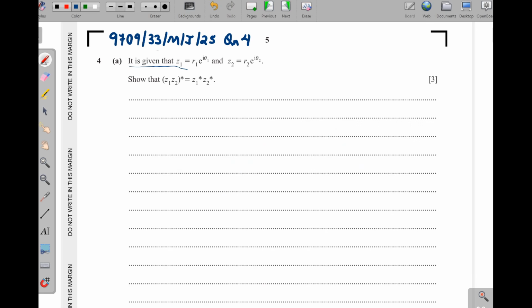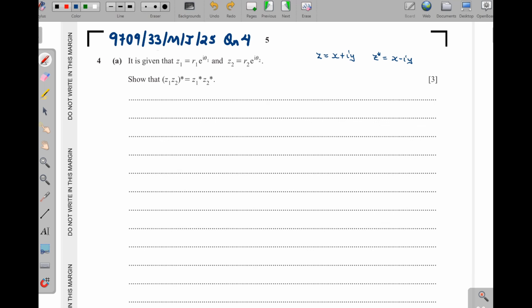Part a is given that z1 is equal to r1 e to the power of i theta 1 and z2 is equal to r2 e to the power of i theta 2. So this one is given in the exponential form. Show that the conjugate of z1 times z2 is equal to the conjugate of z1 times the conjugate of z2. Now if I have, let's say, z, which is equal to, in the Cartesian form, x plus iy, then the z star, or the conjugate of z, is going to be x minus iy. So we just change the sign of the imaginary part.